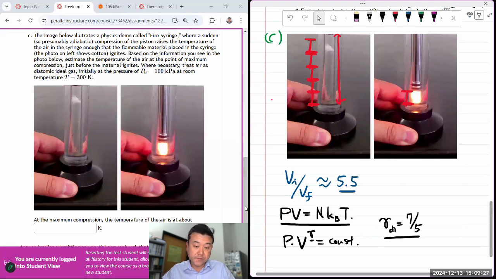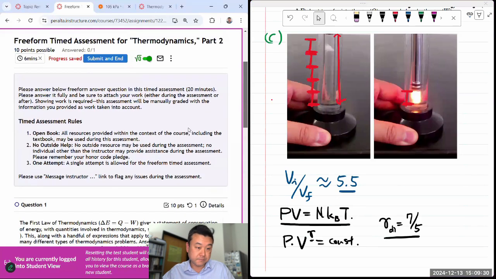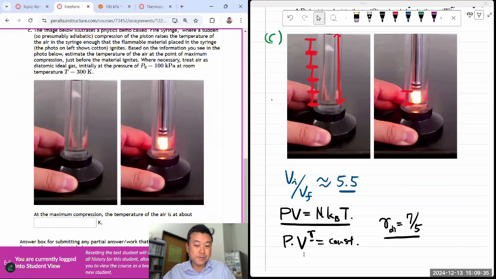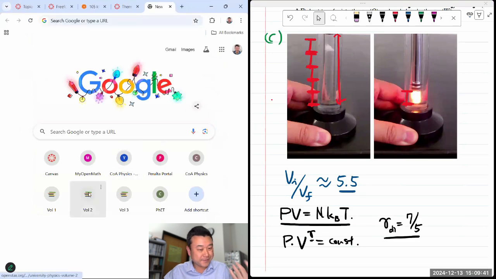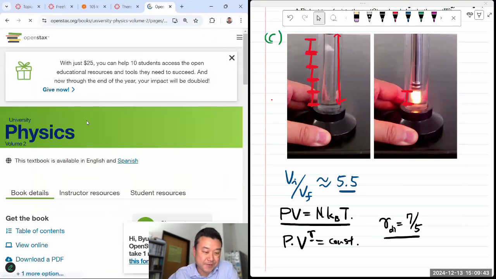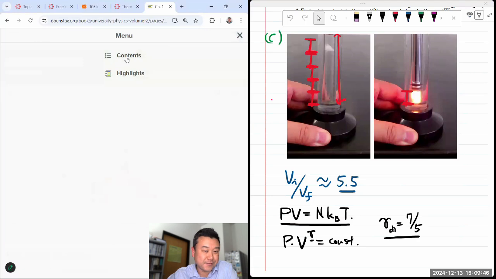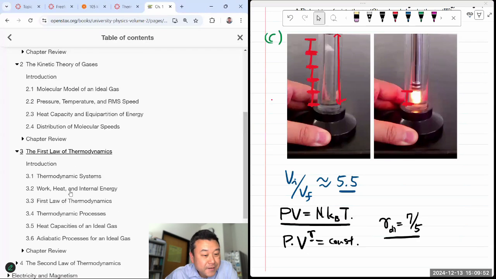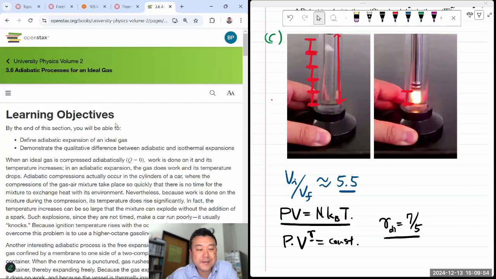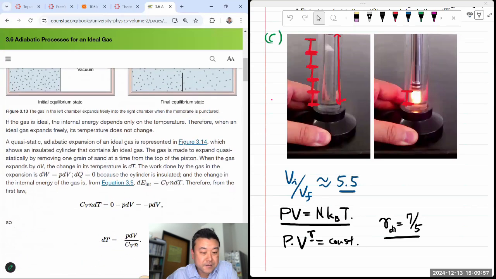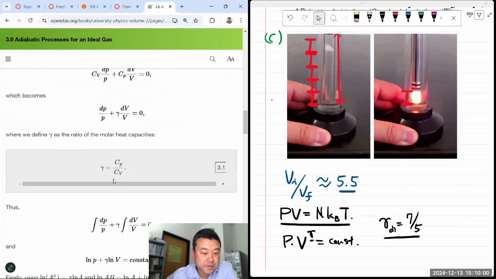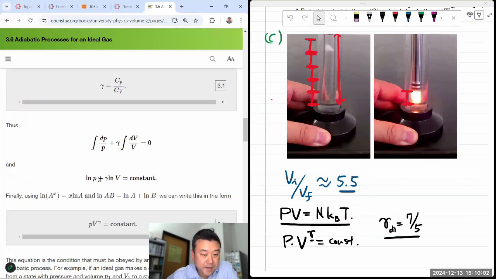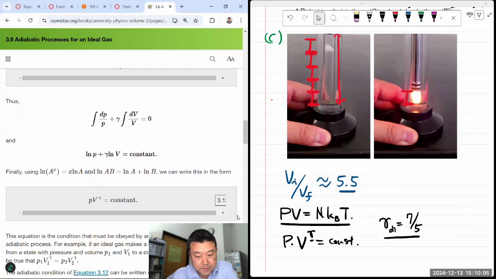So let me make use of the fact that this is an open book assessment. I can look in the textbook to make sure that I remember gamma correctly. There's no shame in looking it up, just to be sure. It's been a while since I looked at it. I probably should have studied ahead to make sure I don't make mistakes. It ought to be in the section on adiabatic processes for ideal gas, and it should have this adiabatic expression. Yeah, PV to the gamma is constant, good.